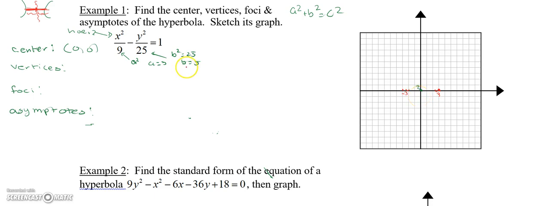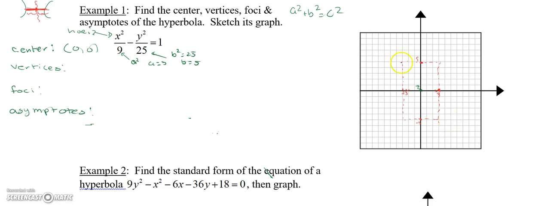Then I'm going to go b units in the y direction, because it's under the y. So 1, 2, 3, 4, 5. So at 5 and negative 5 are my b values. And this is how I'm going to draw my little box, my a-b box, and we're going to use that to draw in the asymptotes and then the branches.